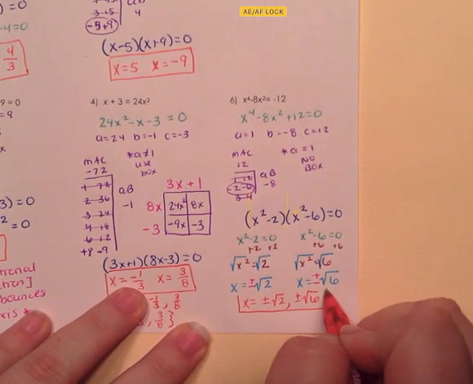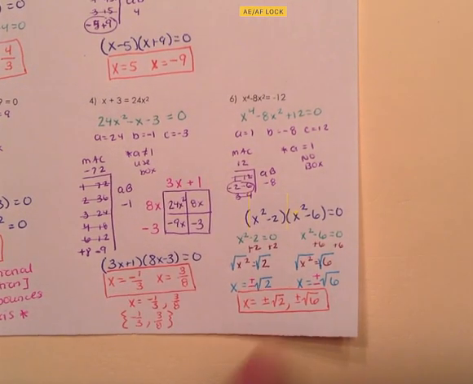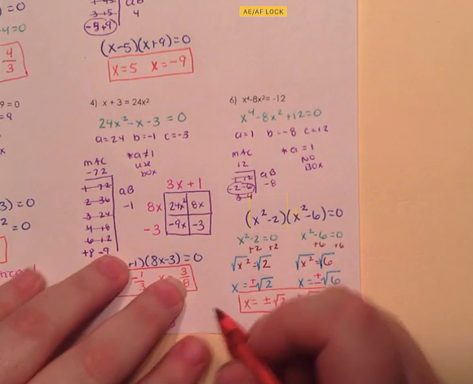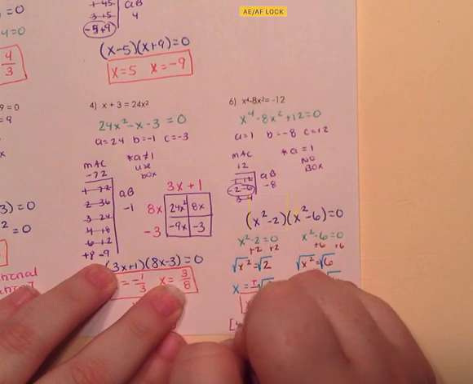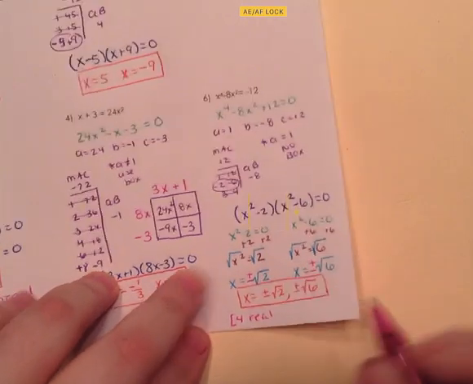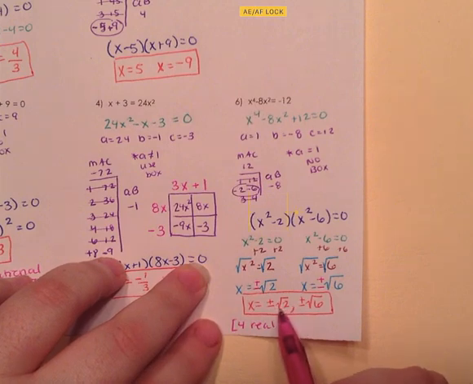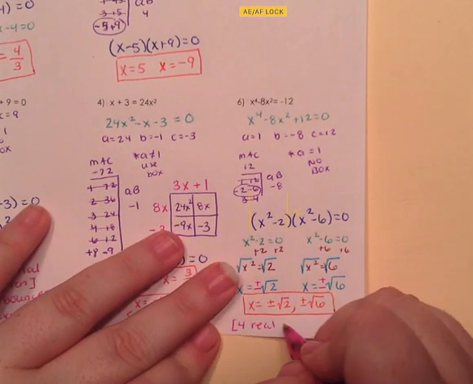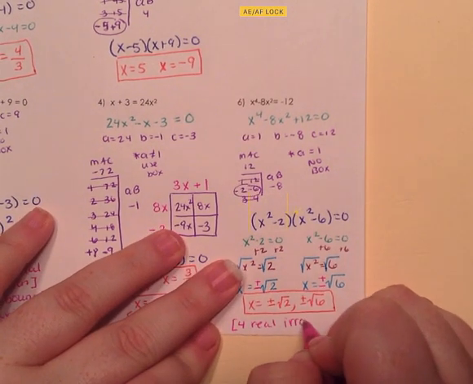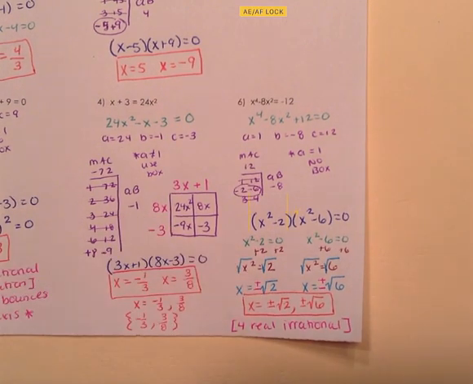Now, these are real because we did not take the square root of a negative, and we have 4 answers. So I'm going to write a little note that we have 4 answers. They are real, but they are not rational, because if I were to take the square root of 2, it's going to give me a decimal that will never turn into a fraction. Square root of 2 and square root of 6 are both irrational. 4 real, irrational. These are the types of solutions we have.